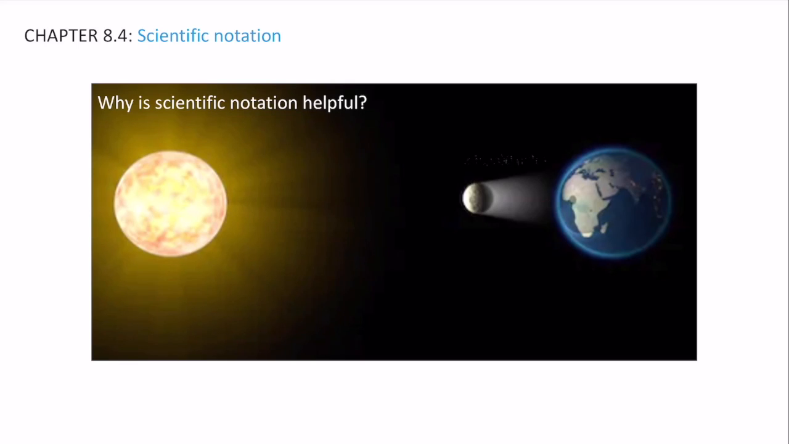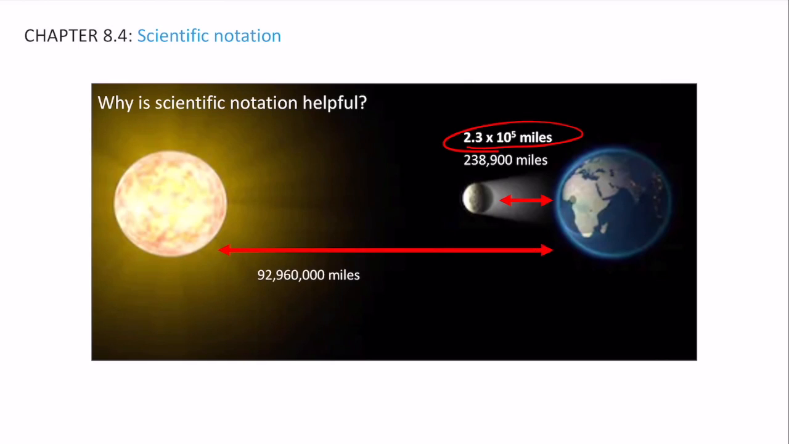So for instance, for measuring the distance to the moon, we could write that as 238,900 miles, or we could write it as 2.3 times 10 to the 5 miles. That would be scientific notation. The same distance to the sun, 92.96 million miles. We could write that instead in scientific notation as 9.2 times 10 to the 7 miles.